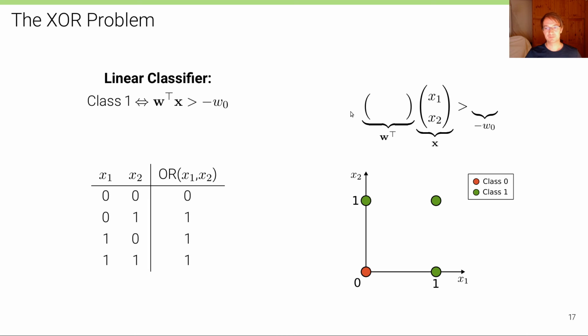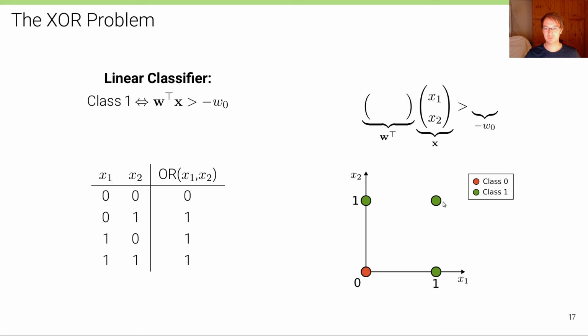In other words, what do we need to fill in here for W and for W0, or minus W0 actually, such that this rule correctly separates this class 0 and 1 for this particular binary example? Let's look at an illustration of this problem.